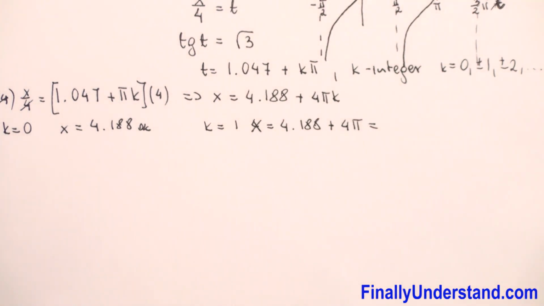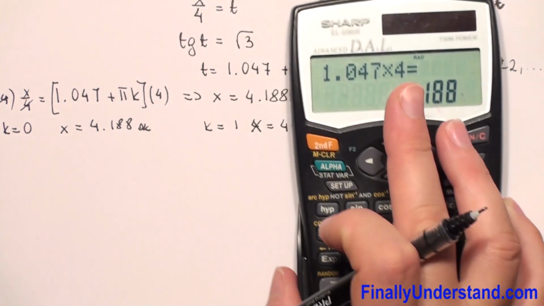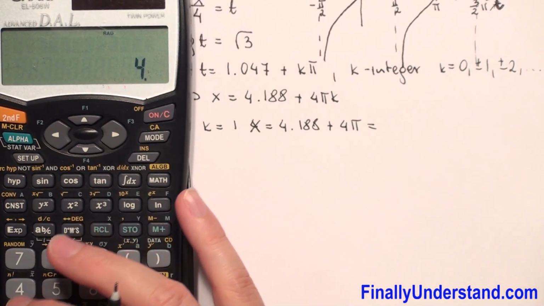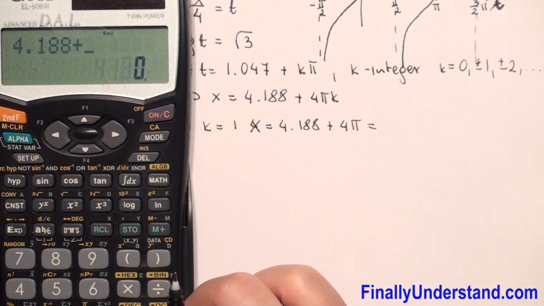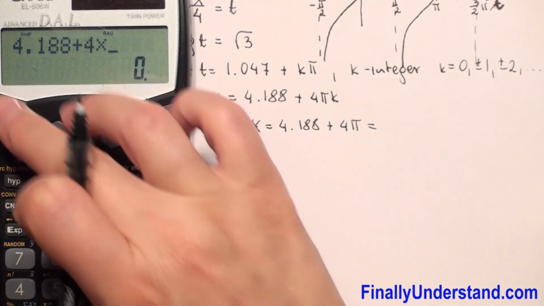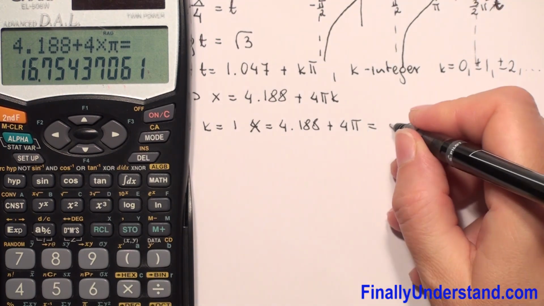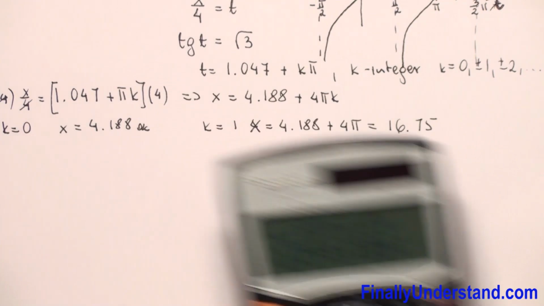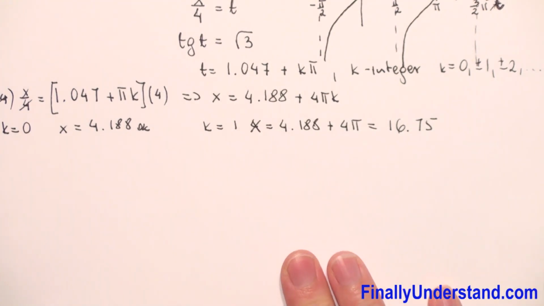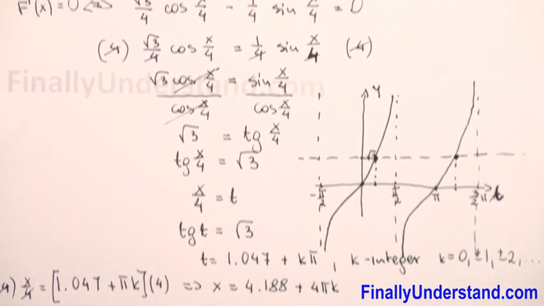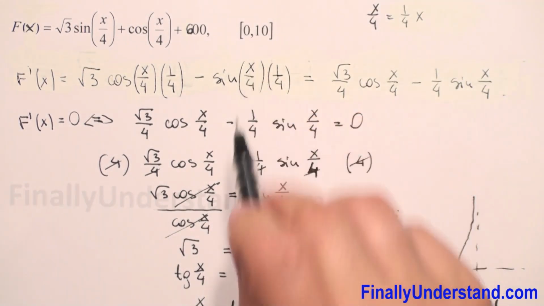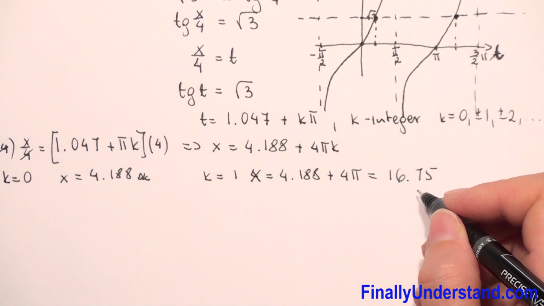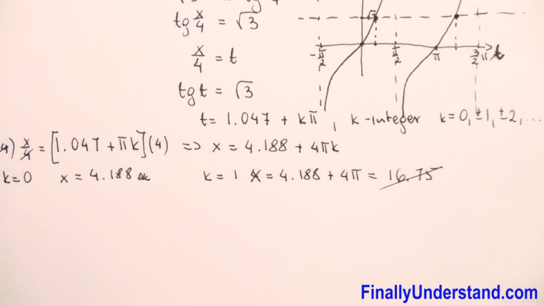This is equal. Let's use calculator. So we have 4.188 plus 4 times pi. This is equal 16.75. This number is greater than 10, so it's not belong to our interval, so we can cross.